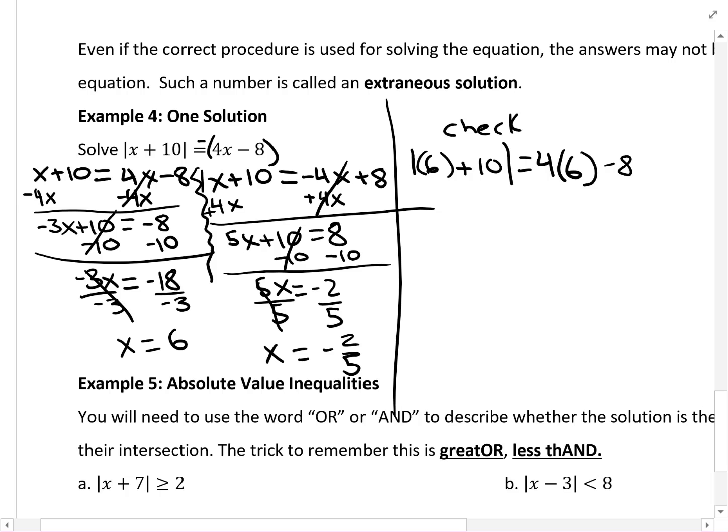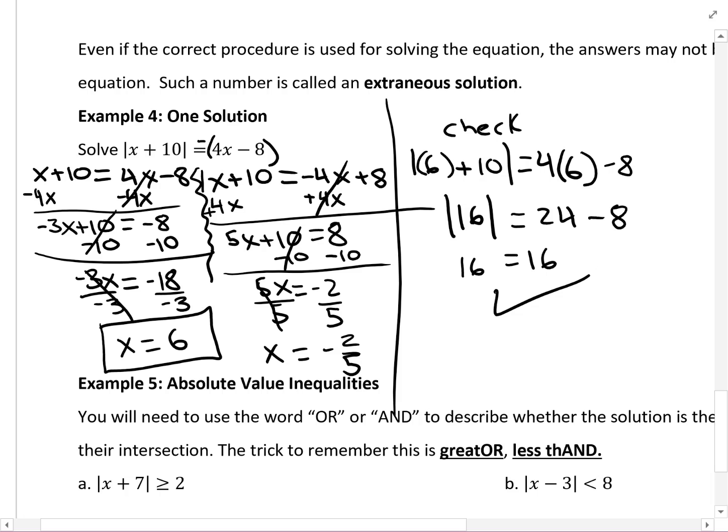Now we simplify. This becomes absolute value of 6 plus 10 is 16. 4 times 6 is 24. Absolute value of 16 is 16. 24 minus 8 is 16. Check. So that means 6 is a good solution, and you should put a box around it.